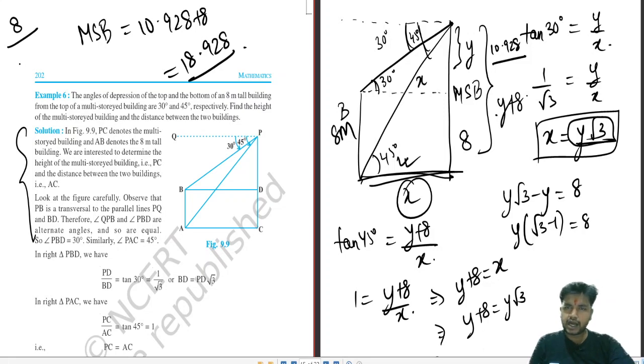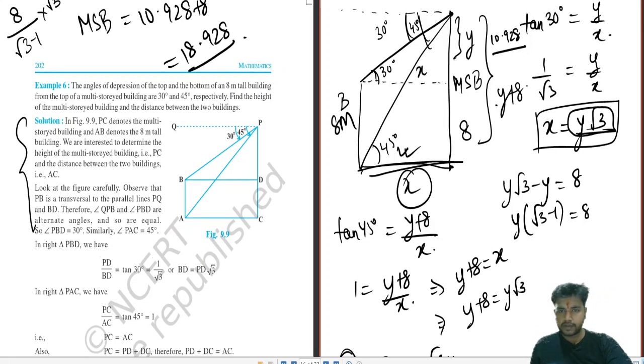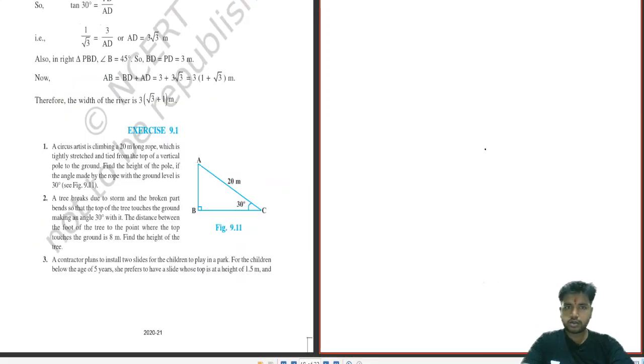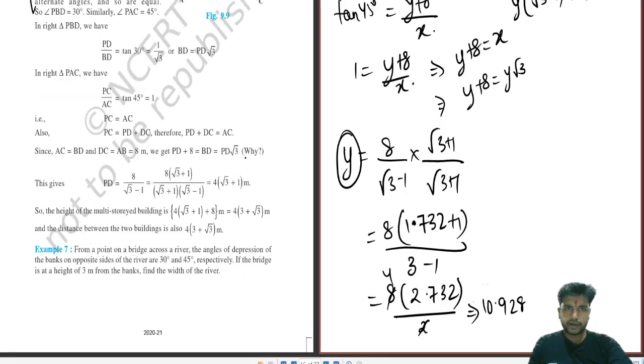What will be the value of x? This will be 8 by root 3 minus 1 is the value of y into root 3. Okay. You have to solve it this way. Let's take another page. Over here. Look at this. This is your value of y over here.